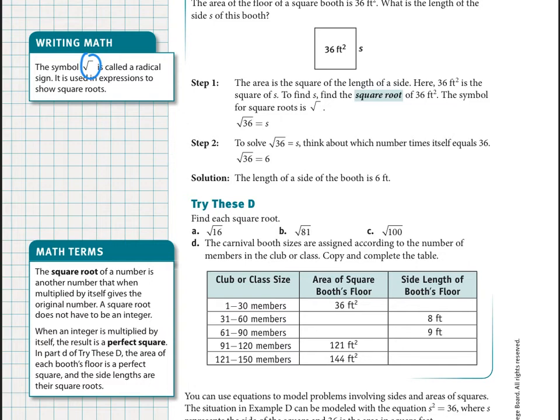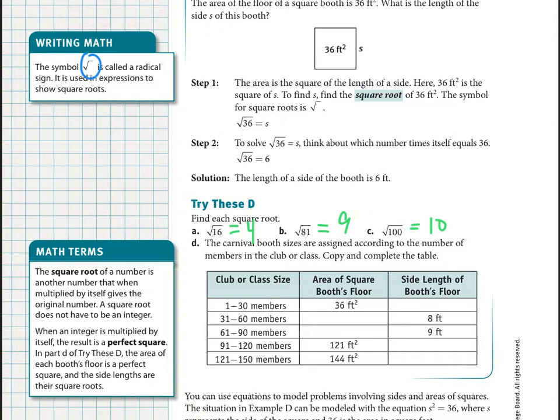Try these. D, find each square root. What is the square root of 16? Well, I know that 4 times 4 equals 16, so the square root of 16 is 4. 81 is 9 times 9. 100 is 10 times 10. Those are the square roots of those values.